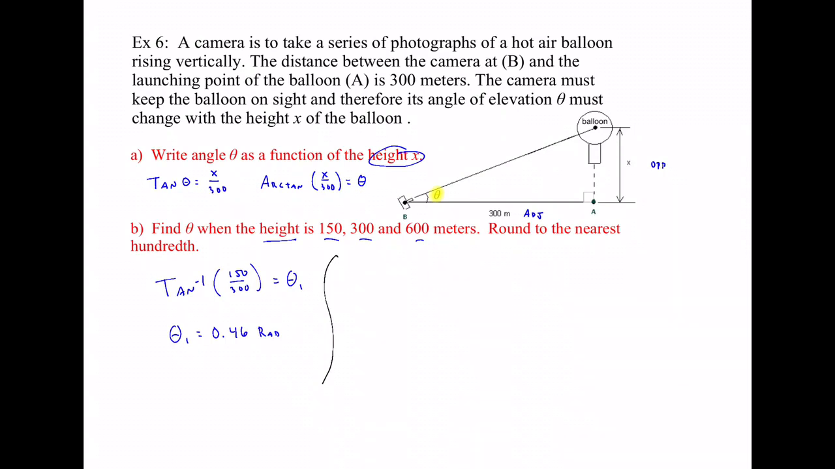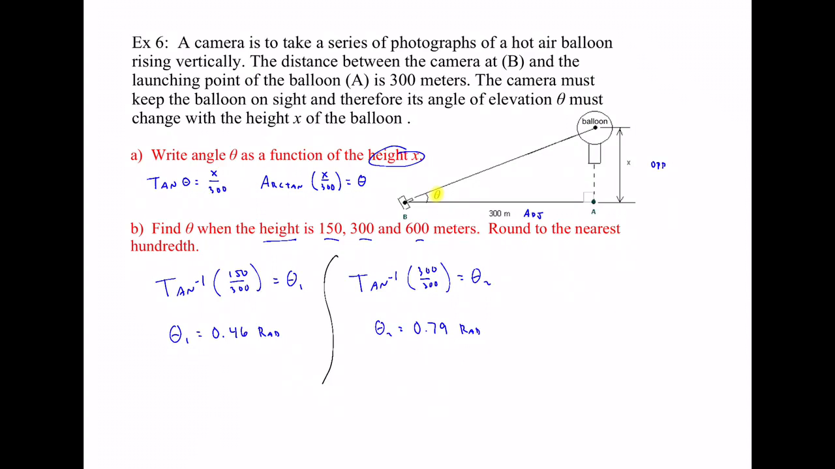We'll do the next one at 300, so inverse tangent of 300 divided by 300, which obviously can be simplified to 1. We'll call that theta 2. This will give you an angle measure of 0.79. And once again, I'm going to write radians just so we're clear.